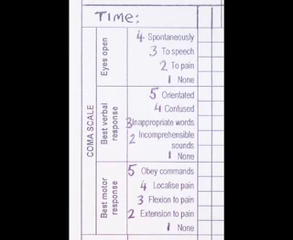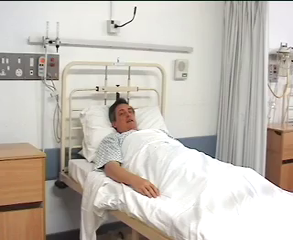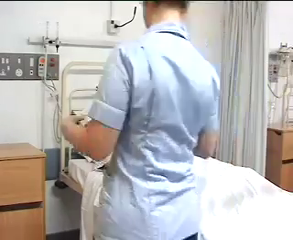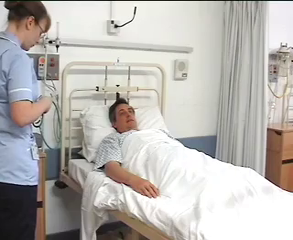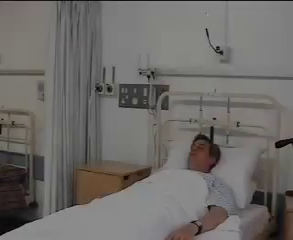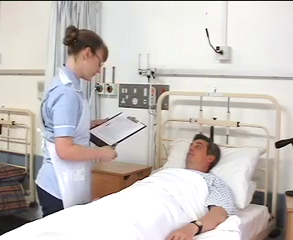The following section of this video will demonstrate the various responses which may be seen when a patient's Glasgow Coma score is being assessed. This patient is opening their eyes spontaneously and therefore scores a 4 for eye opening. Hello, John. This patient only scores 3, as they required stimulation in the form of speech from the nurse in order to open their eyes.